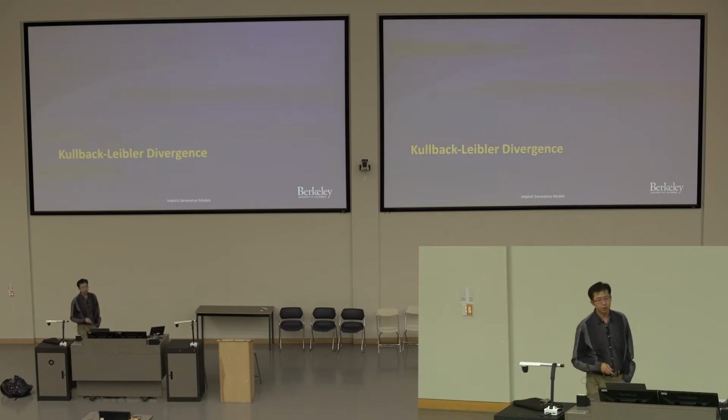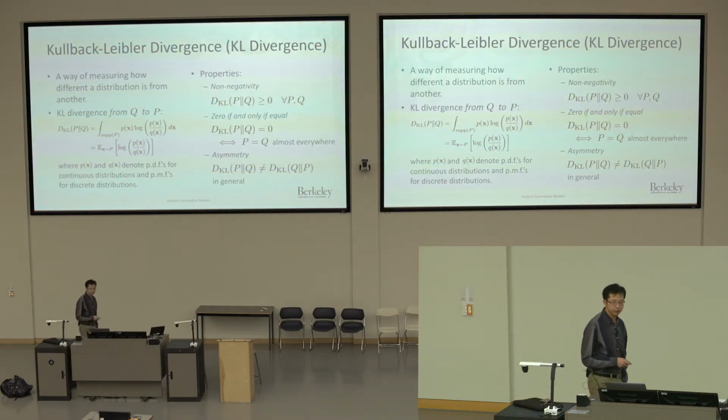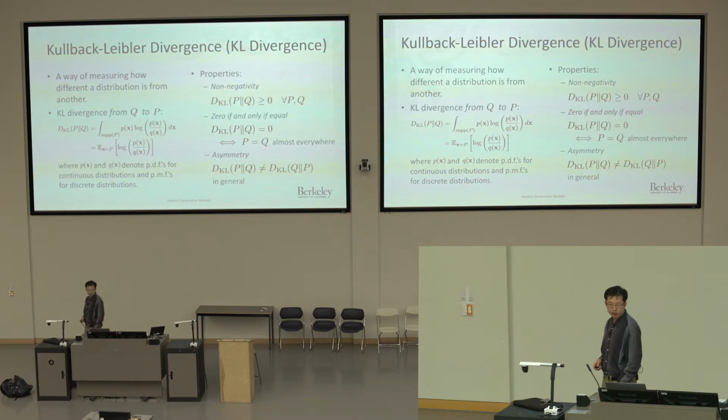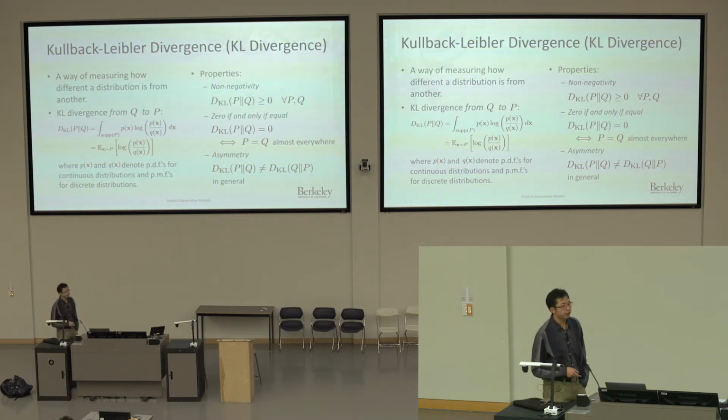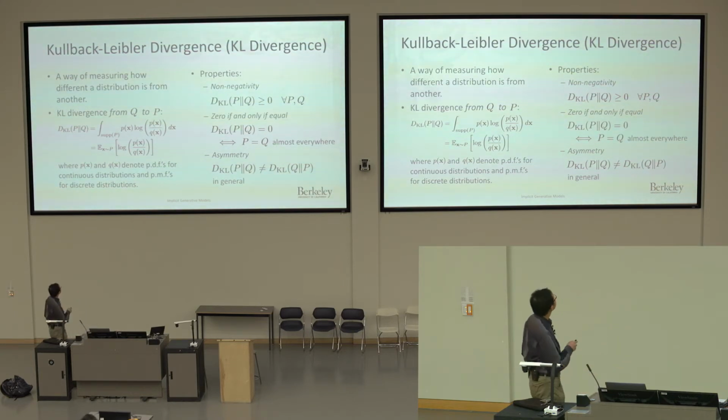Okay, so let's briefly talk about KL divergence. This is going to look like a bit of a digression, but as you'll see later, it's actually central to a lot of different generative models. KL divergence is just a way of measuring how different a distribution is from another distribution. This is the definition here. So the KL divergence from Q to P, that's the same as the KL of P and Q. So notice the directionality here.